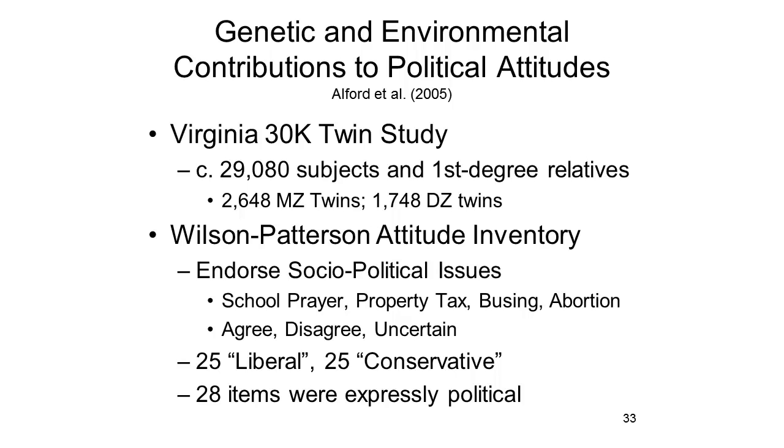There were 25 of these stated in a more or less liberal way, 25 more stated in a more or less conservative way. 28 of the items were expressly political in nature. That is, they had to do with proposals for new laws. And the subjects were simply asked to indicate whether they agreed or disagreed or were uncertain about each of these statements.